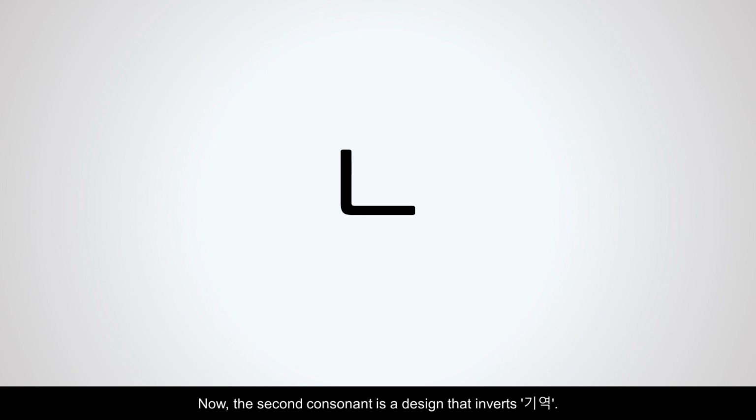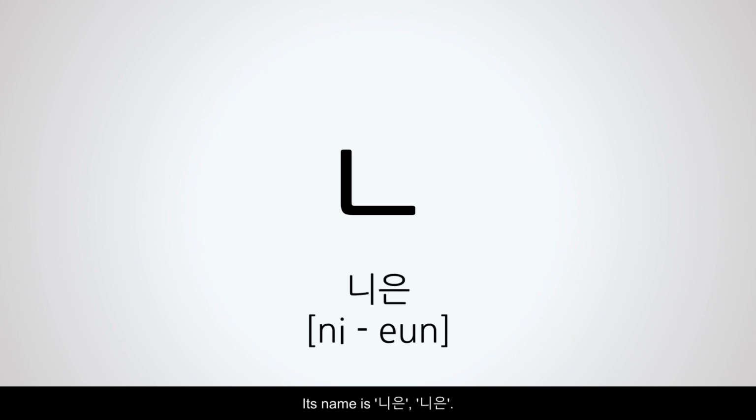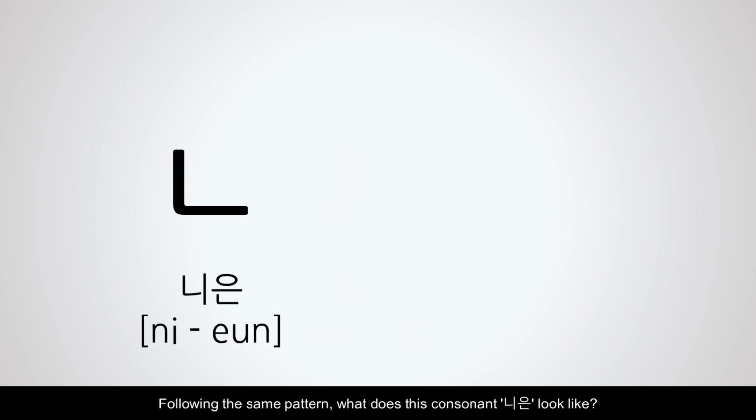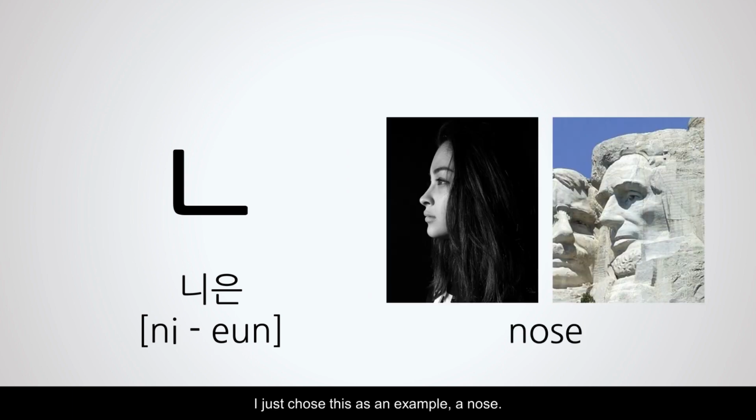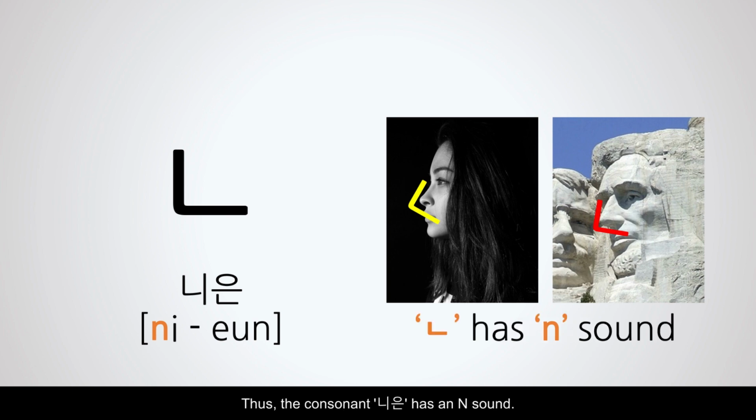Now, the second consonant is a design that inverts gyeok. Its name is 니은. It's the same pattern. What does this consonant neun look like? I just chose this as an example, a nose. Honestly, I couldn't find a better example than this. The spelling of nose starts with N, right? So the consonant neun has an N sound.